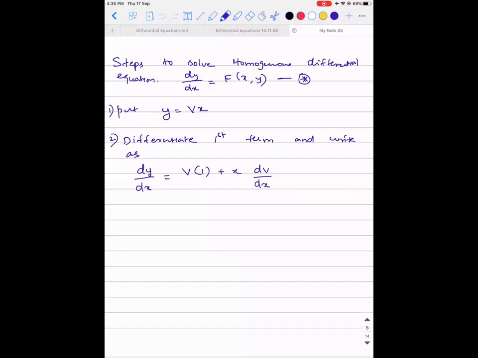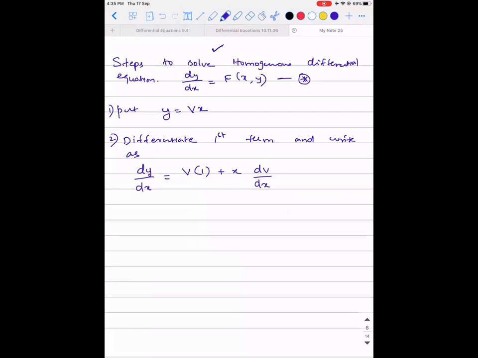I asked whether you guys understood about homogeneous differential equation. I told you certain steps, that is over. Now I was explaining the steps to be followed to solve a homogeneous differential equation.